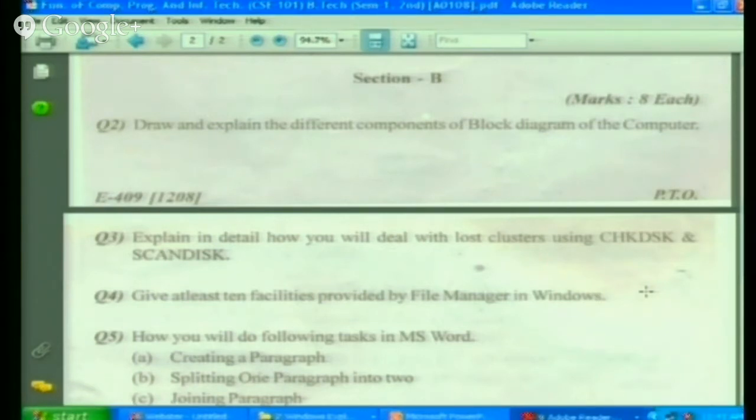I give 2 marks for each facility. And you are testing the ability to understand rather than ability to remember the name of the facilities. So cognitive level varies and your marks would vary. Then here you will see, how will you do following tasks in MS Word?